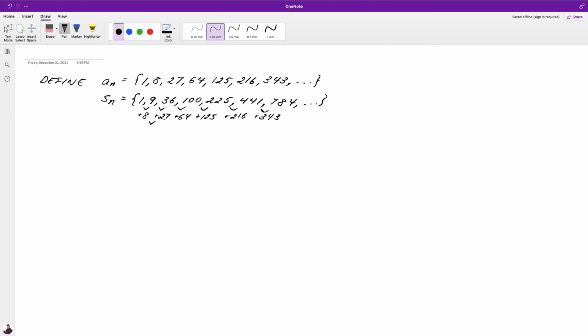So to get to 27 from 8, we have to add 19. To get to 64 from 27, we have to add 37. To get to 125 from 64, we have to add 61. And to get to 216 from 125, we have to add 91. And to get to 343 from 216, we have to add 127. I had to think about that for just a second.